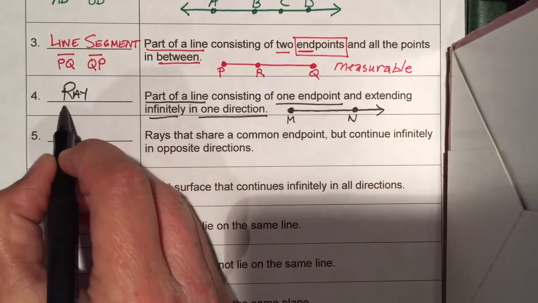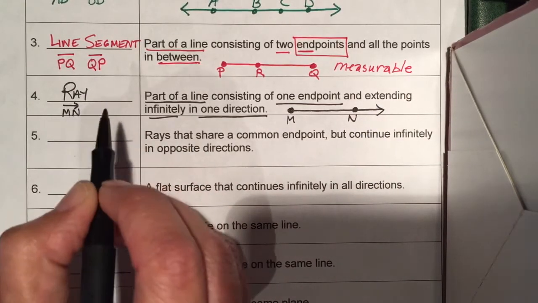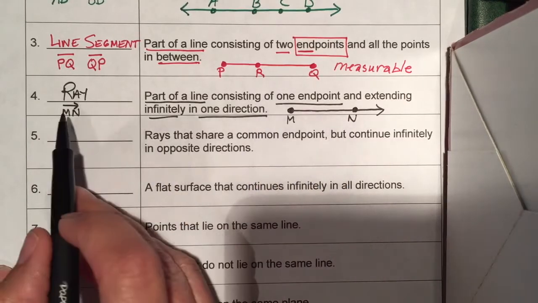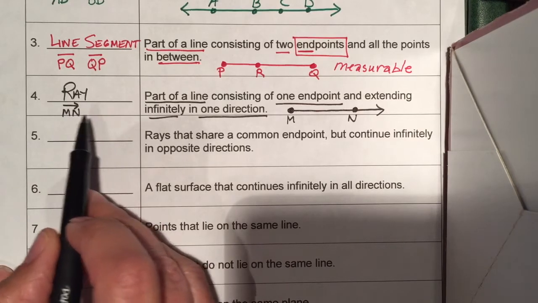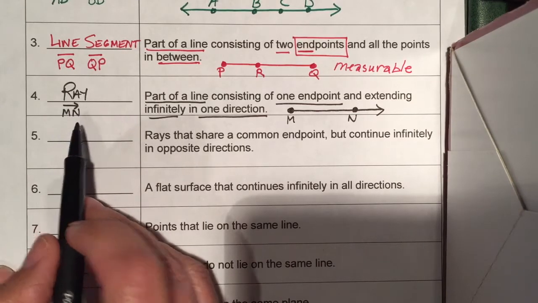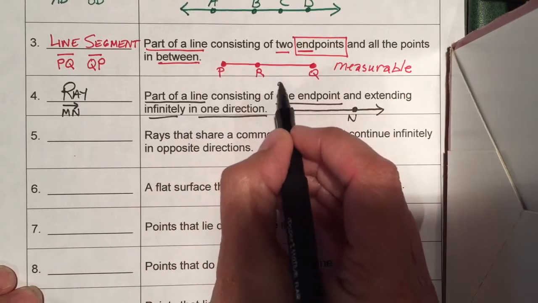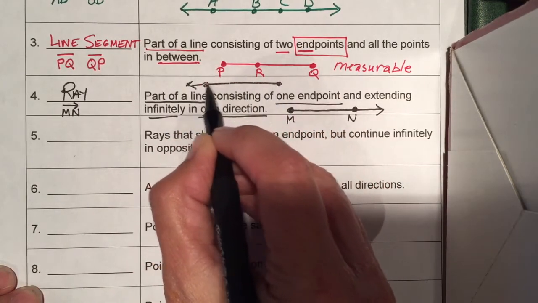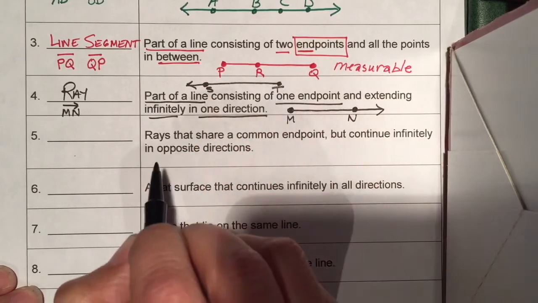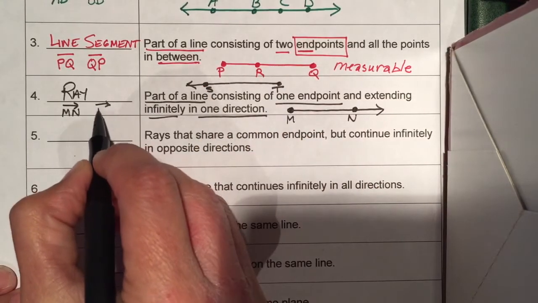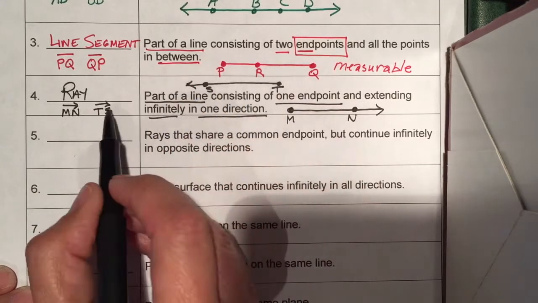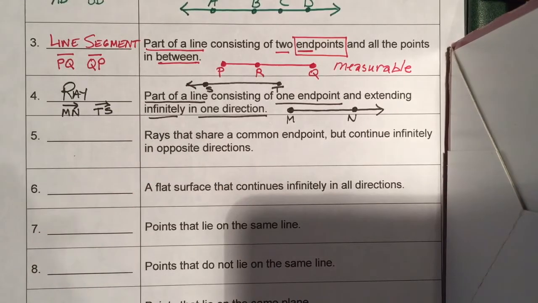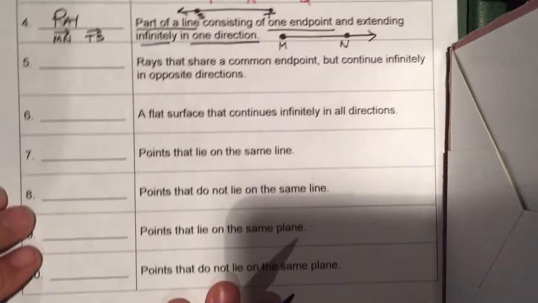So this one would be ray MN. Now, we cannot call this ray NM. Remember, the ray, when we name it, its starting point has to be listed first. The second point has to be the point that it's going through second. So let's say I give you another ray, and this ray is going this direction. That would be ray TS, not ST. This ray starts at T and goes through S. And remember, the symbol, when we do the symbol, always points to the right. So that's rays.